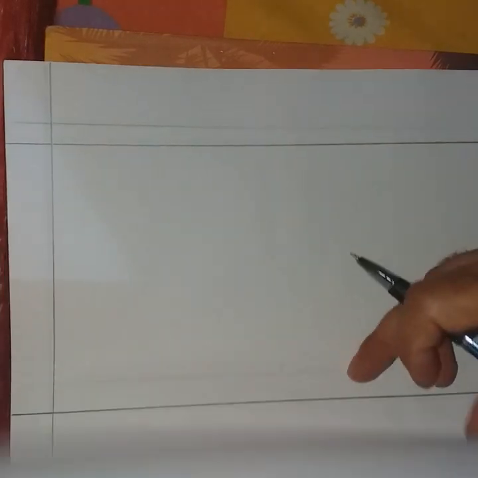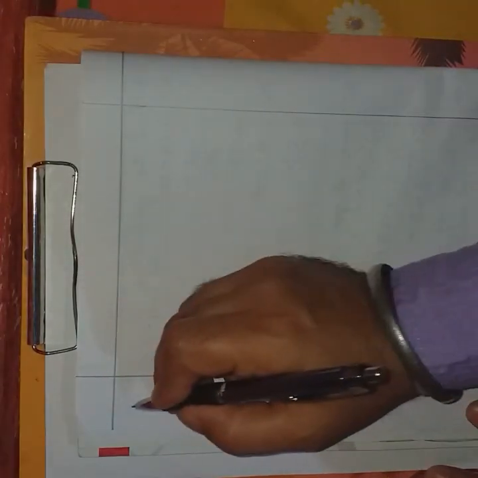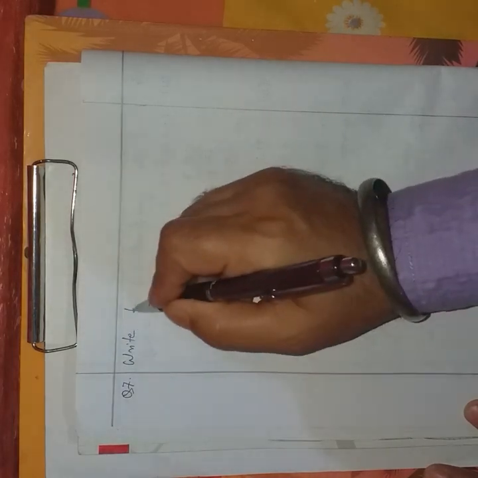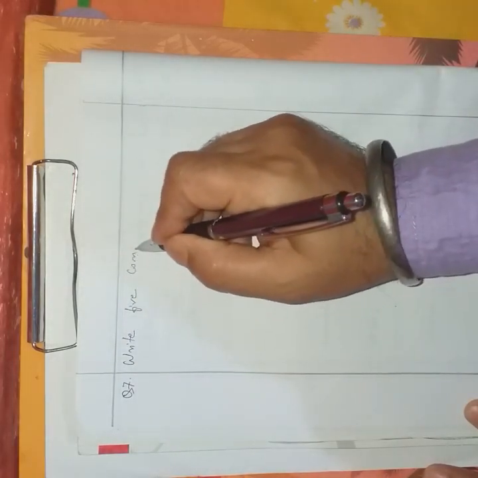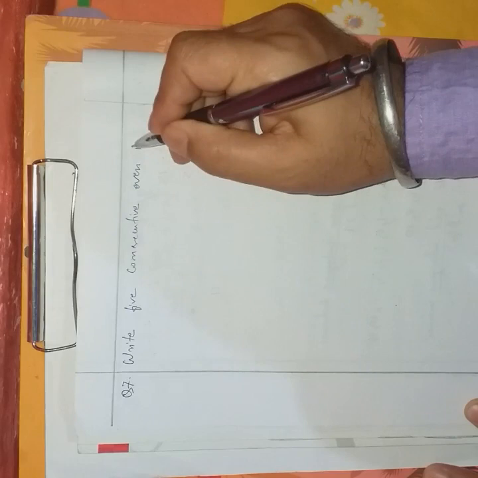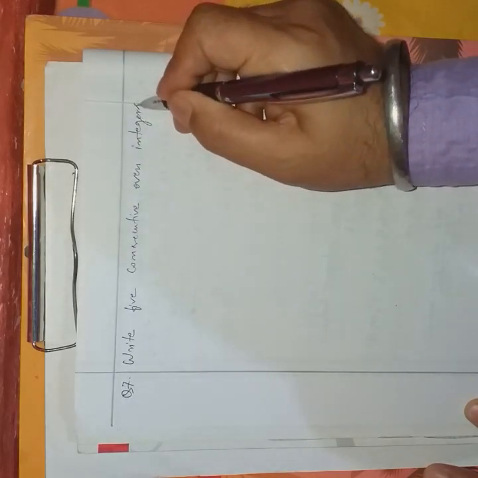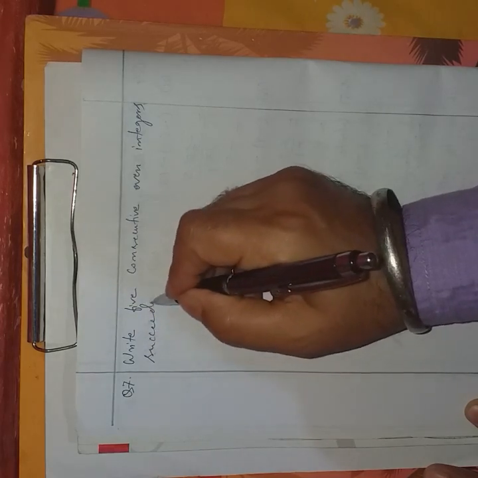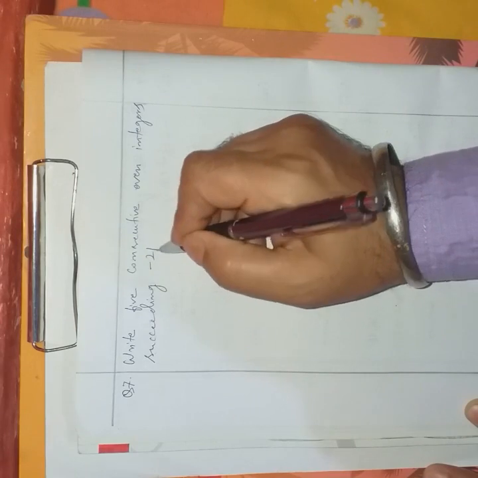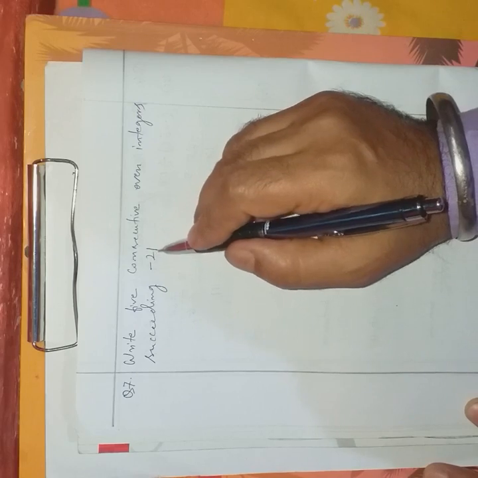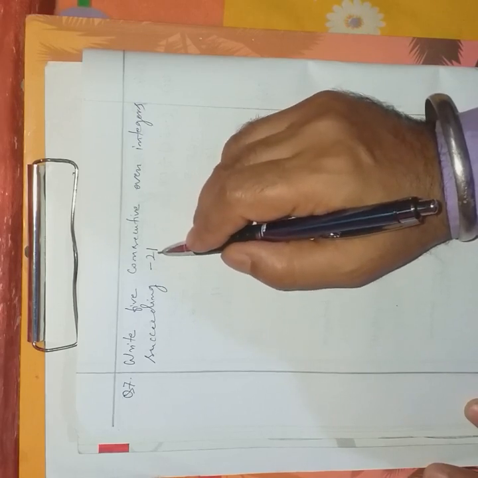Next is question number 7, which is like this. Write 5 consecutive even integers succeeding minus 21. 5 consecutive even integers succeeding minus 21. Succeeding minus 21 means bigger than this, or greater than this.